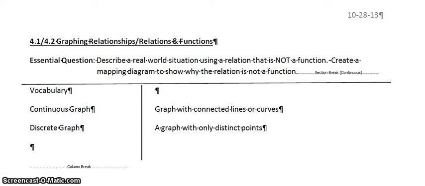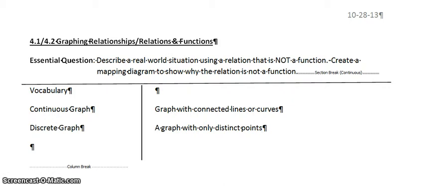So today we're on chapter 4.1 and 4.2. Graphing relations and relations and functions. Your essential question: describe a real-world situation using a relation that is not a function. Create a mapping diagram to show why the relation is not a function.